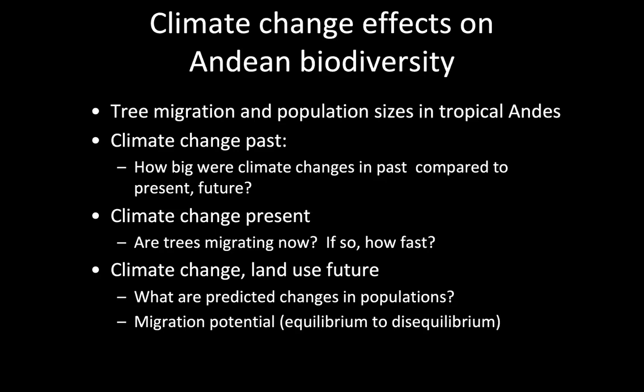But what I want to do in the science part of this is talk about tree migration and population sizes in the tropical Andes, and talk about climate change past. So thinking about what I told you earlier, how big were the climate changes in the past compared to the present and future, and how do we know that, and how do we set the stage for understanding that. Then talk about climate change present, so just talk to you a little bit about the ongoing work of tree migration now, and then think about climate change and land use in the future, and think about what the predicted changes to populations are, and then think about the migration potentials.